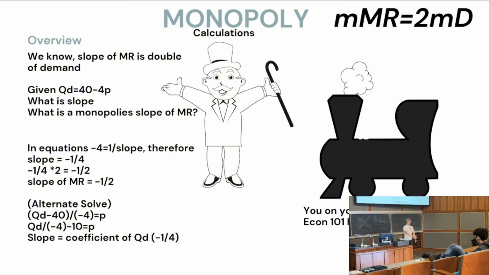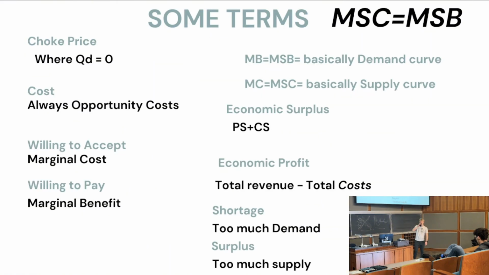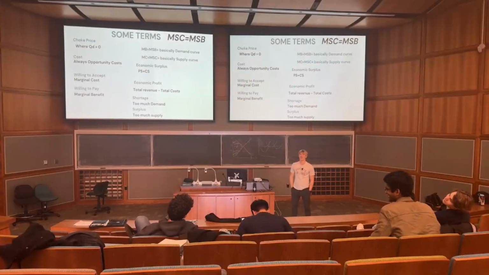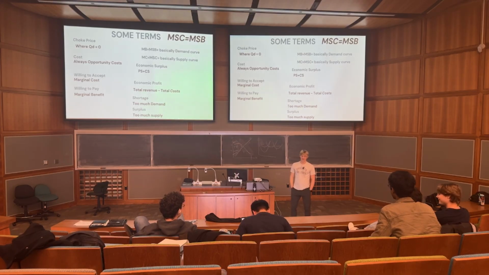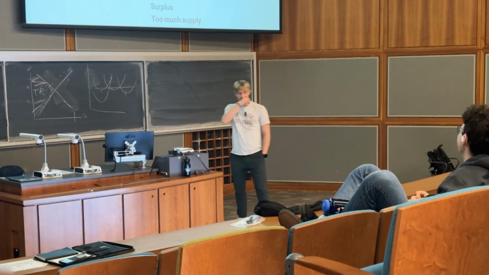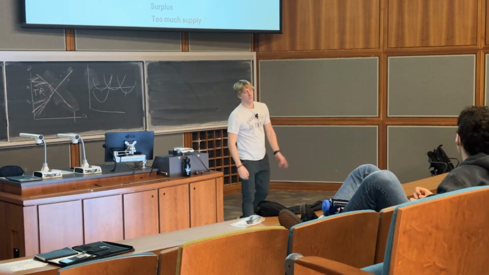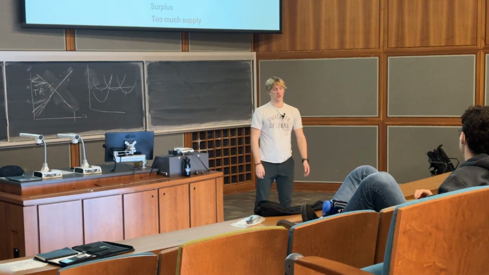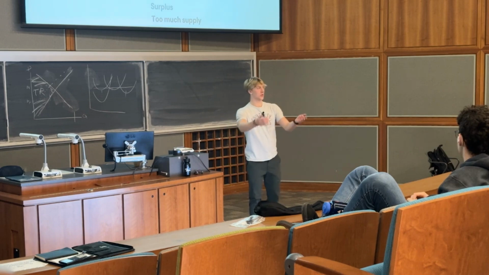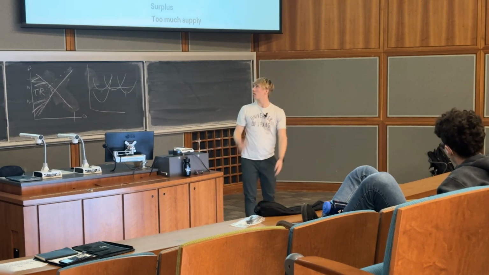And then here are some key terms to keep in mind. Marginal cost, marginal benefit, willingness to pay, willingness to accept. Cost, Jacob, what is the cost always? Without looking at the slideshow? Cost always. Yeah, what is cost? Opportunity cost. And then remember, marginal benefit is basically the marginal social benefit, which is basically the demand curve. Marginal cost is essentially, those are interchangeable.